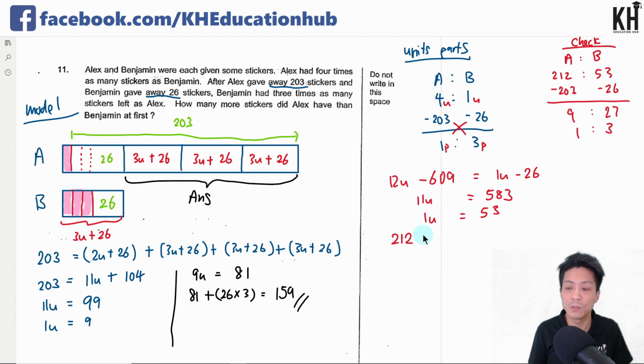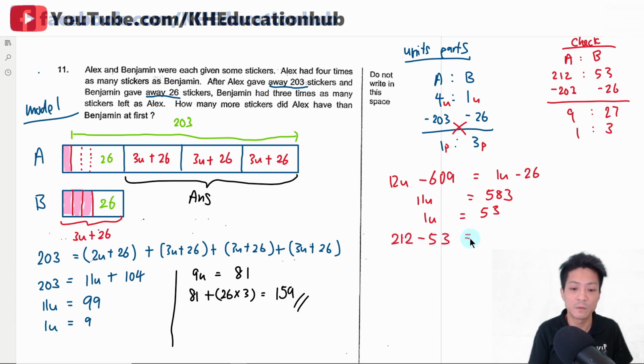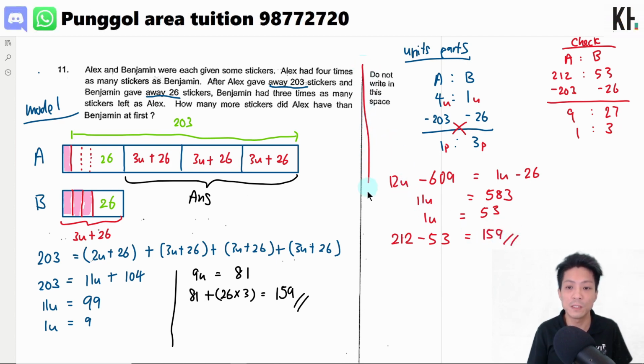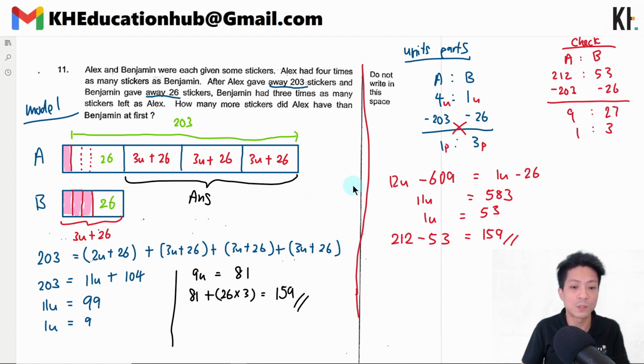So the last step will be to use 212 minus 53, and you will get the same answer of 159. So basically these two are the different ways that you can use to solve this question. Whichever way you use to solve this question, the best method for you is the method that you understand the most.